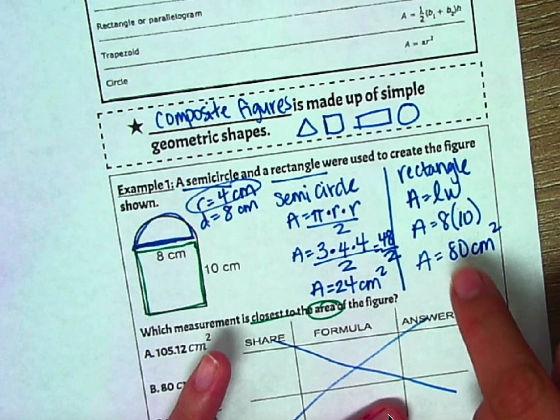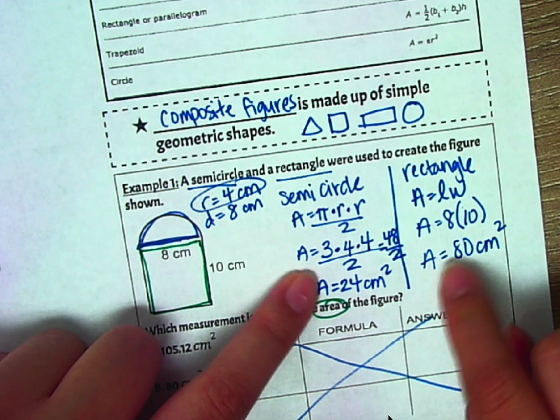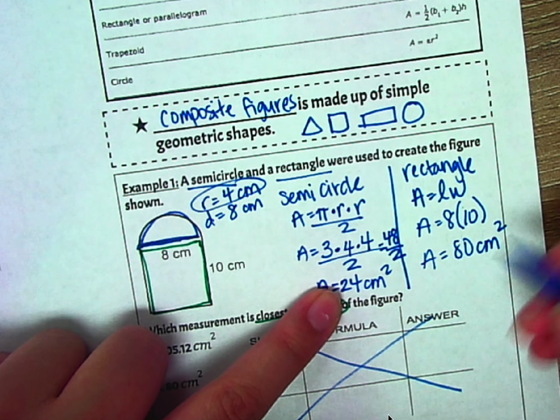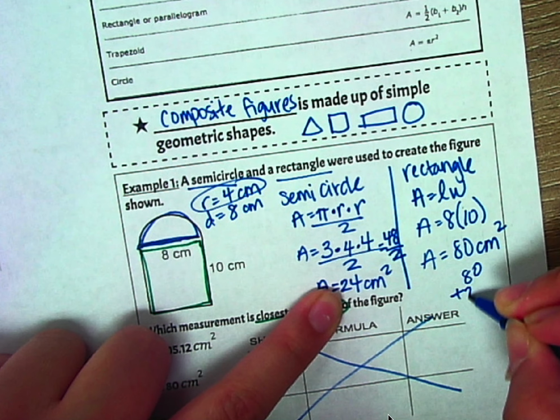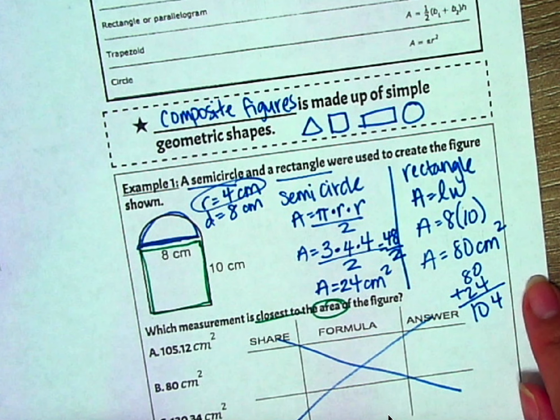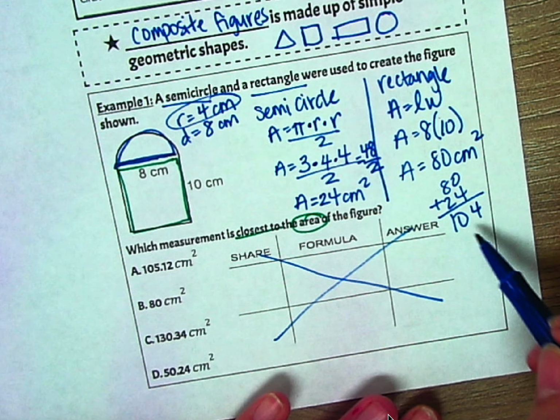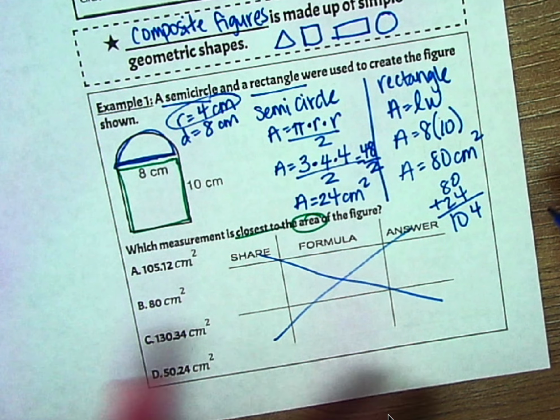Okay. Now that I've finished both of the shapes' areas, I'm going to combine those. I'm going to add them together. So 80 plus 24 is 104. So I'm going to look at the answers. Which one is closest to 104? It's going to be A.